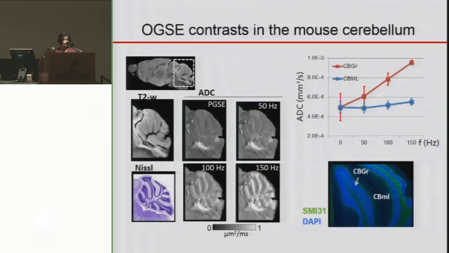And these are OGSE contrasts, or oscillating gradient spin echo contrasts, in the mouse cerebellum. Here again, we see that with increasing frequency, we get specific ADC enhancement in the granular cell layer as compared to the molecular layer in the cerebellum. We can more clearly see this in the plot on the right, which shows significant enhancement with increasing frequency as compared to what we get using conventional diffusion MRI with long diffusion times. And if you look at TAPI staining at the bottom, we can again see that the cerebellar granule cell layer consists of very densely packed cells, which is in contrast with the molecular layer, which is basically acellular.